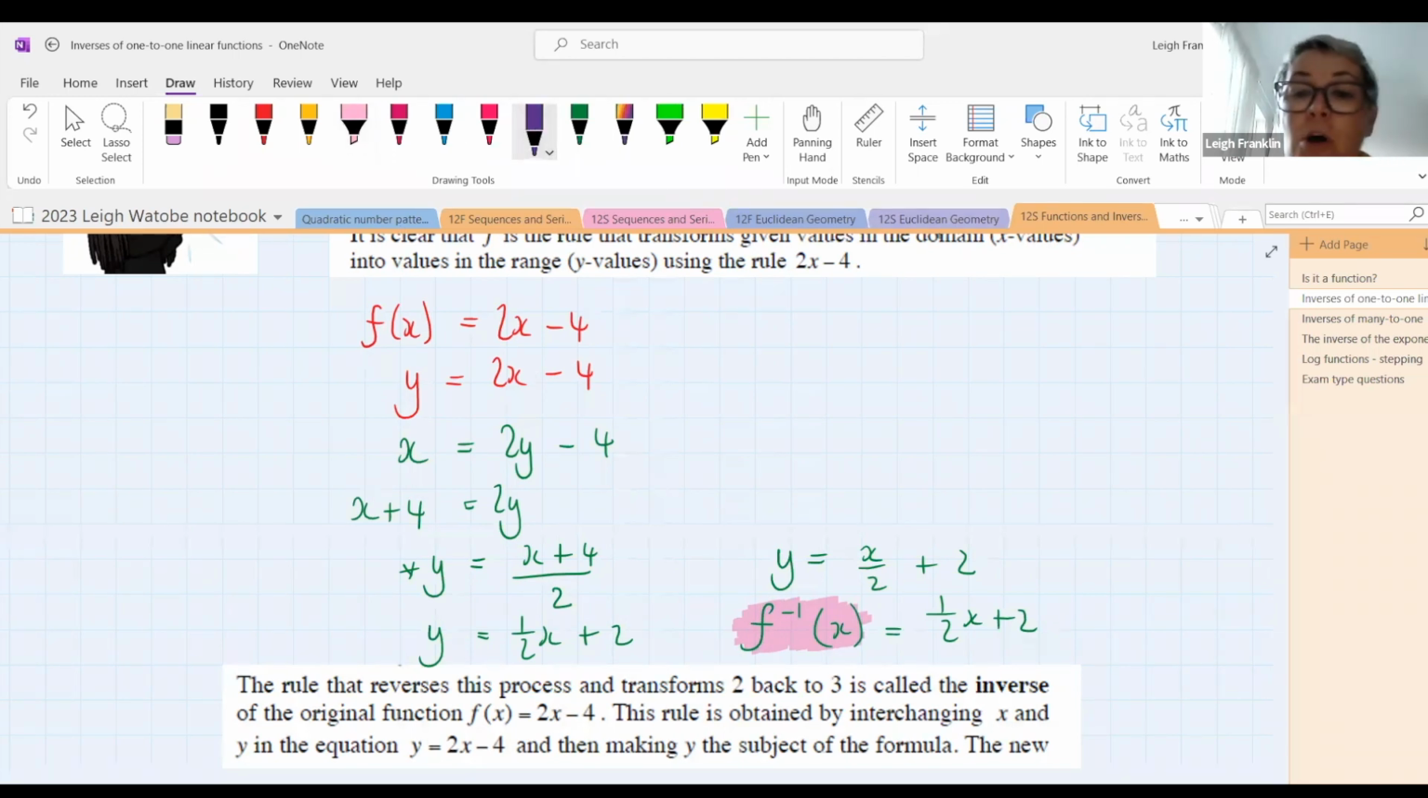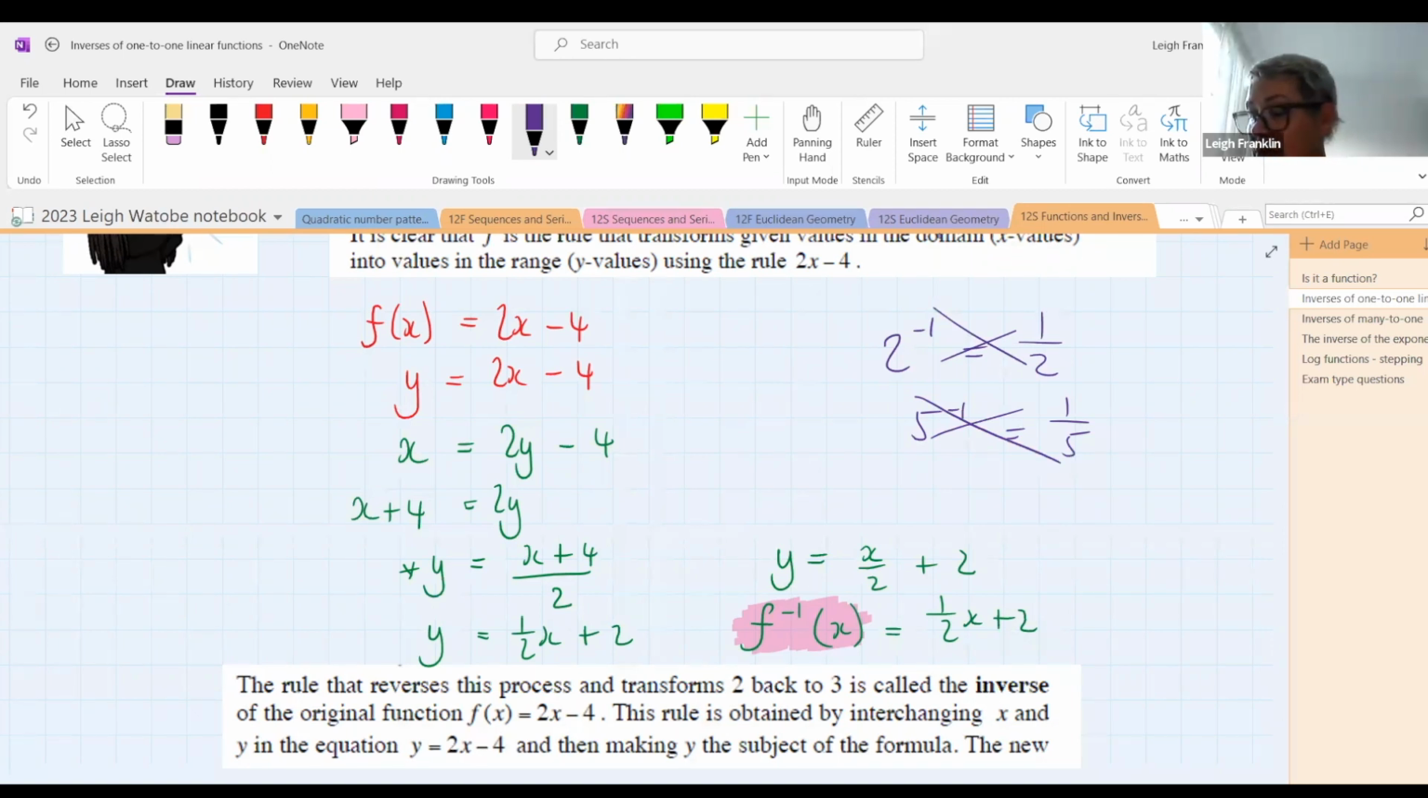It's just a symbol. If I write 2 to the power of minus 1, then I'm talking about 1 over 2. Or if I write 5 to the power of minus 1, then I'm writing 1 over 5. It's not this. The minus 1 is just a symbol that we use to show that this is now the inverse of f. Okay, Amina, what's your question?